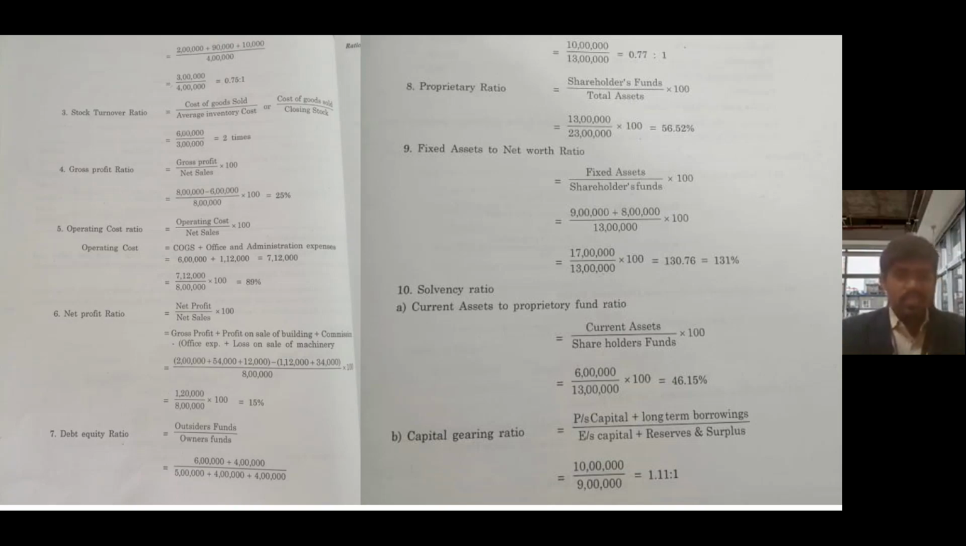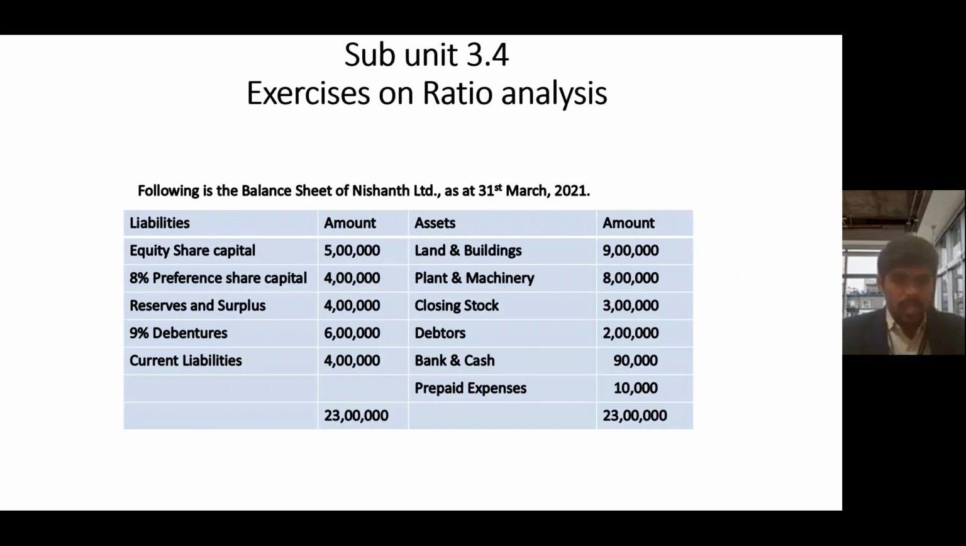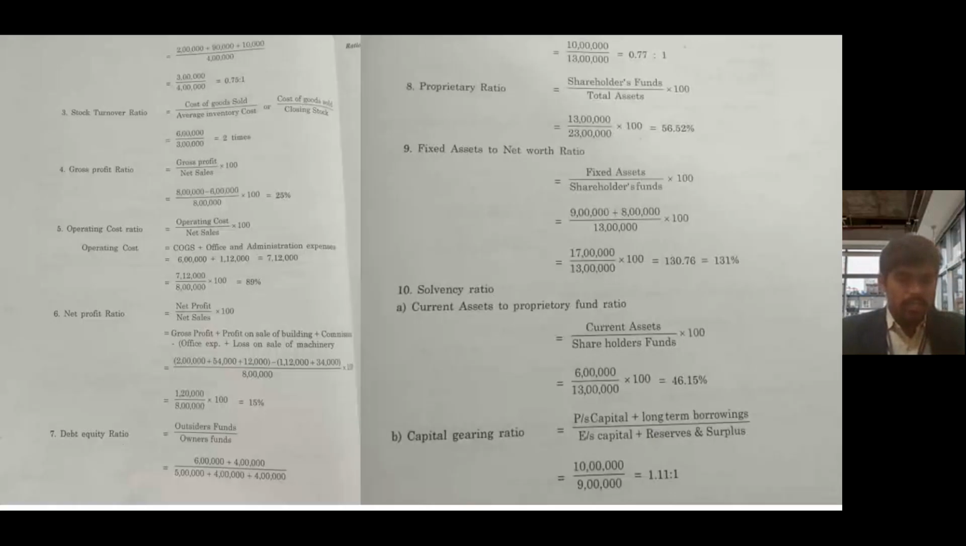So we can see the debentures given in the problem. The 9% debentures are 6 lakh rupees, and the current liabilities are 4 lakh rupees. So altogether how much will it become? Totally 10 lakhs. So 6 lakhs plus 4 lakhs, divided by owners' funds.